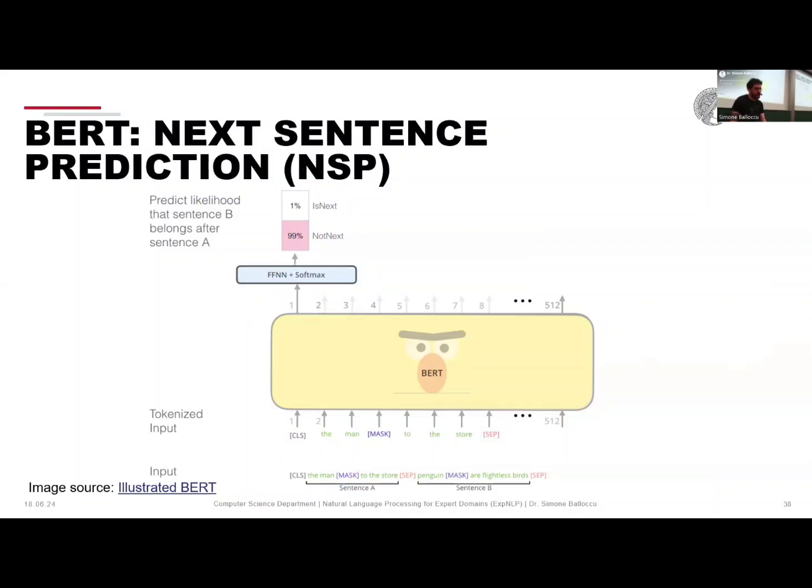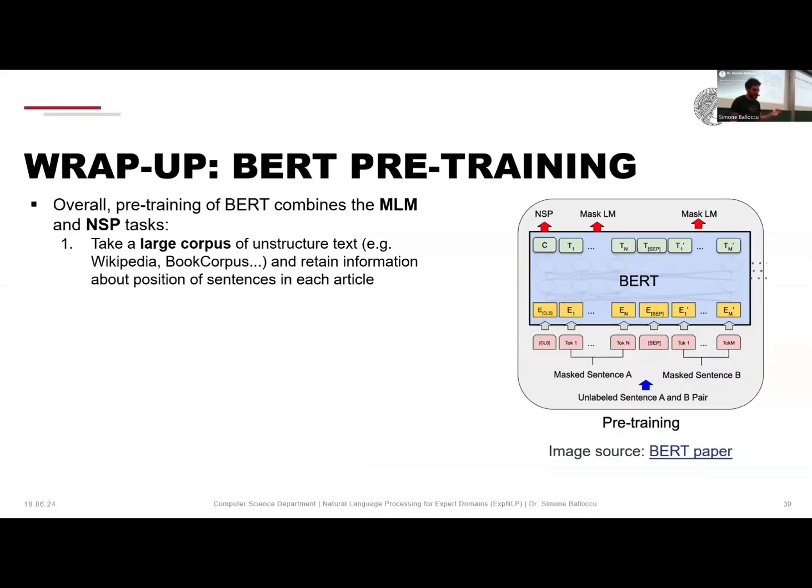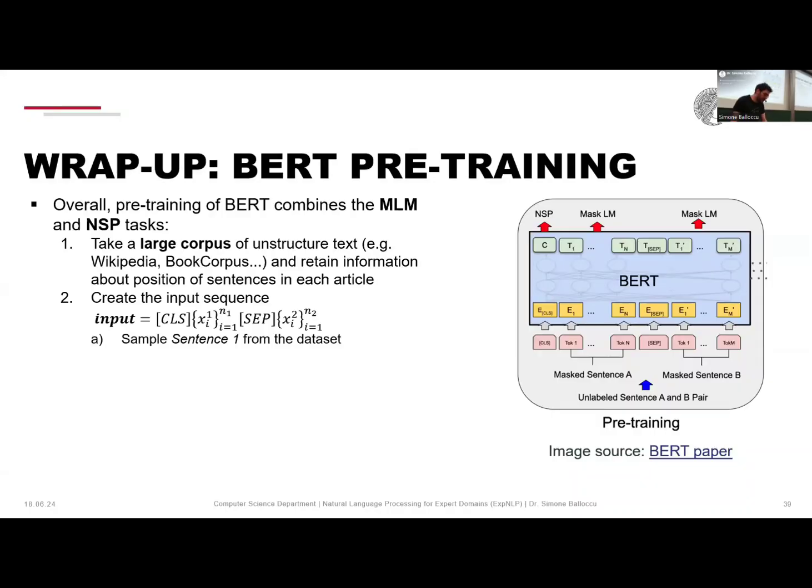So to wrap up what we do in BERT, we take a corpus from Wikipedia, whatever, and we keep information on which sentences, the order of the sentences. We create our input sequence, which is the CLS token, all the tokens of the first sentence, the separator token, and all the tokens of the second sentence. We sample sentence one from the dataset, and with 50% probability, we sample another sentence, which could be the right one or a random one.